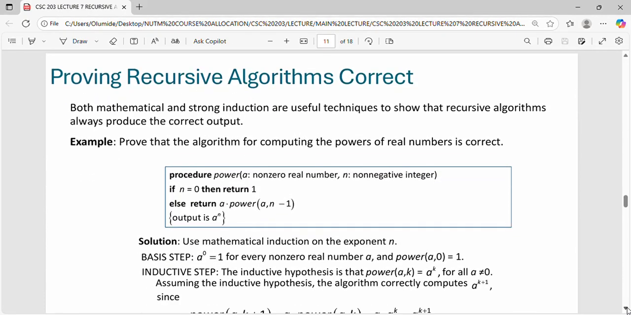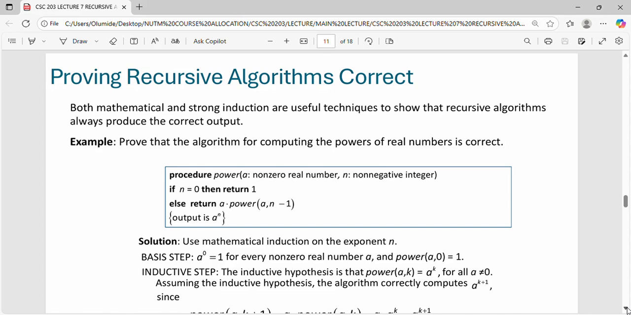Now let's look at proving a recursive algorithm. Once you prove that it's correct, how do we prove that? Now we know that both mathematical and strong induction are useful techniques to show that a recursive algorithm always produces the correct outputs. Example: prove that the algorithm for computing the powers of real numbers is correct. We have already done that above, these are the procedures involved.